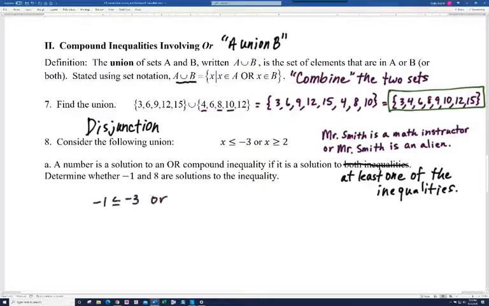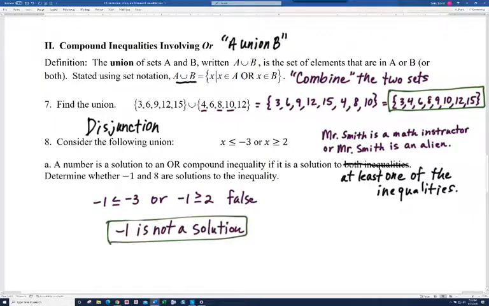So let's plug in -1. We have -1 is less than or equal to -3, and that's not true. Or -1 is greater or equal to 2. Well, that's not true either. So we don't have at least one of them being true, and so this is false. -1 is not a solution.